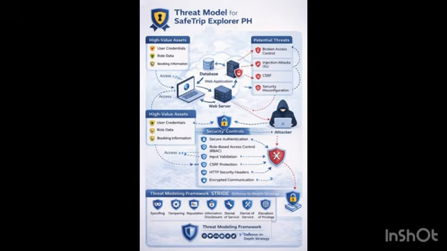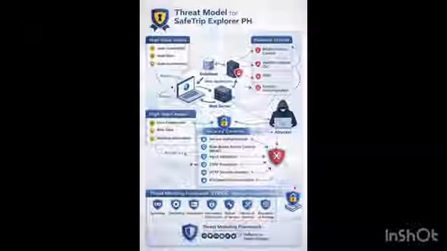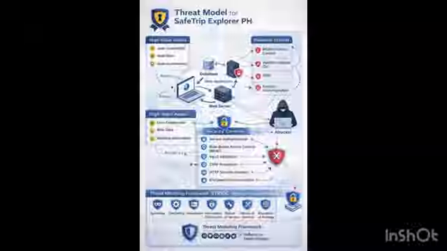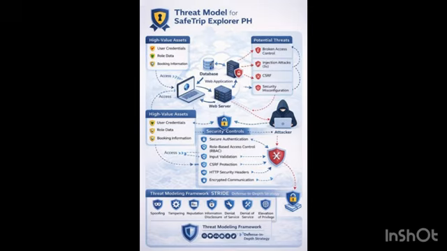Based on the OWASP Top 10, we identified major risks such as broken access control, injection attacks, CSRF, and security misconfiguration. To mitigate these threats, we implemented layered security controls including secure authentication with password hashing, role-based access control, server-side validation, CSRF protection, secure cookies, HTTP security headers, and HTTPS encryption.